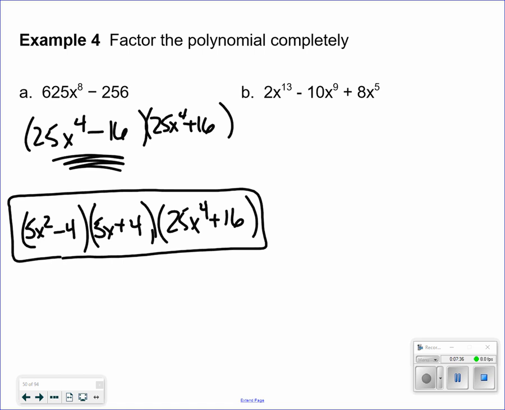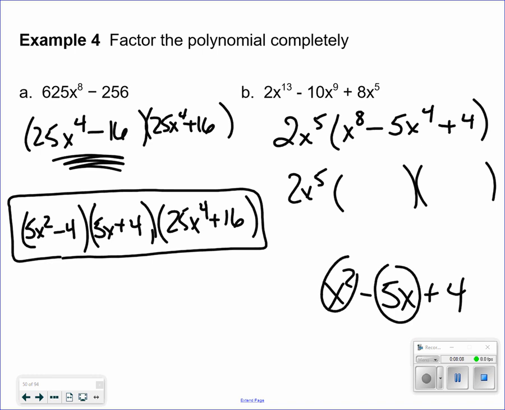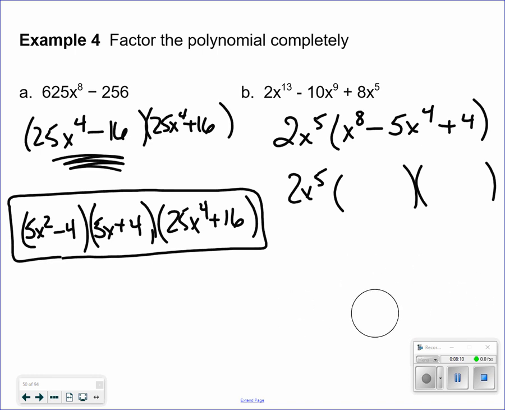Notice the next one. Quite large. There is a GCF. 2x to the 5th can be taken out of all of them. So I'm going to divide each of them, or take out, like x to the 8th minus 5x to the 4th plus 4. Forget about the fact that it's x to the 8th. Think about this as being a trinomial. Anytime the middle term is half of the first term. So normally I would have x squared minus 5x plus 4. And notice that the middle term is half of the first term. I can still factor this in the same way that I factored previously.